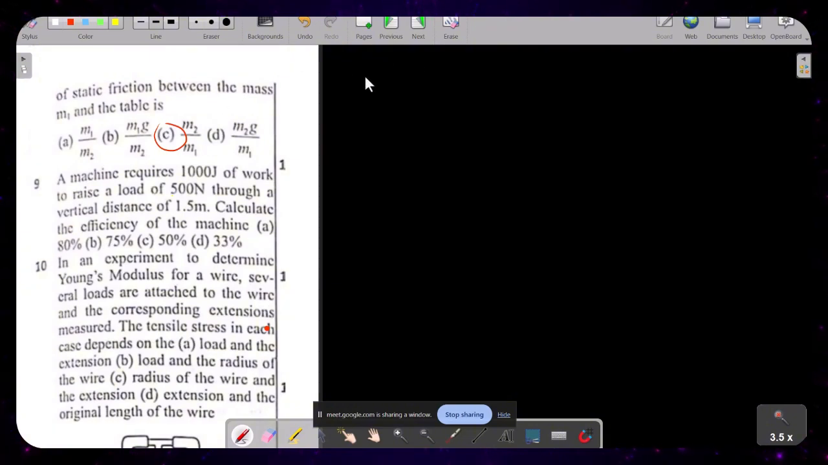Okay, let's go over to the next. Let's quickly solve question number 9. For question number 9, what do we have here now? Bear in mind that a machine requires 1000 joules. Now this is called your work output.